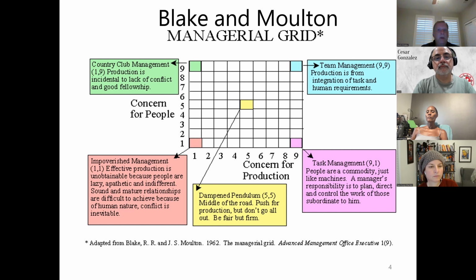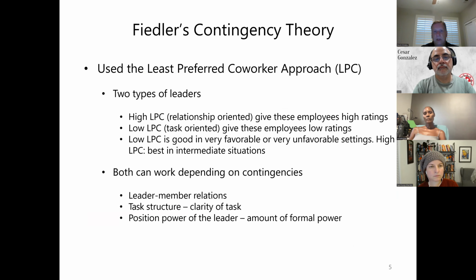Where obviously we hope that we will be is in the team management part of the grid, where we're emphasizing both production as well as good supportive relationships with our employees. But again, you can see how this all builds out of those Ohio State and those Michigan studies and those two primary dimensions, concern for people versus concern for productivity.